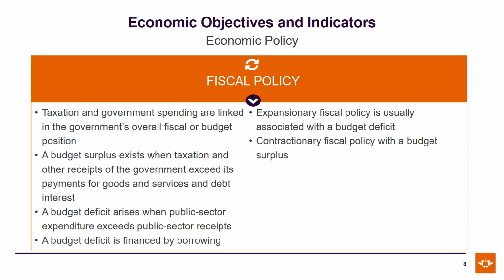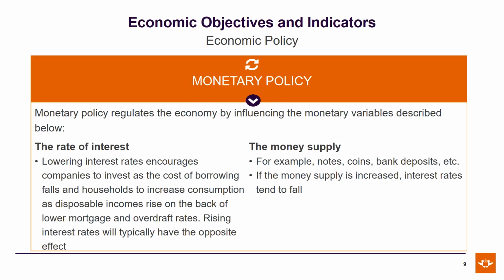Monetary policy regulates economic activity by influencing monetary variables such as the rate of interest and the money supply. The influence of the rate of interest is achieved by lowering or increasing the rate of interest and thereby encouraging or discouraging borrowing and consumption. Obviously, lower interest rates encourage consumption and delay savings, and higher interest rates do the opposite.